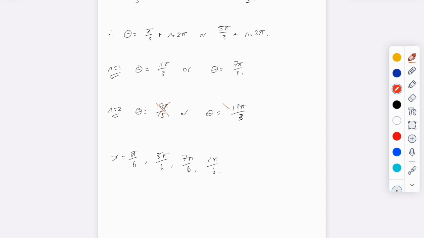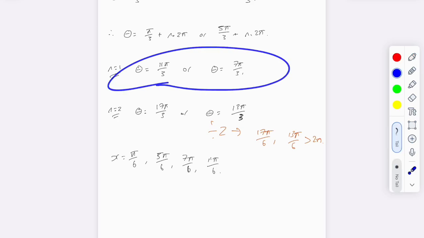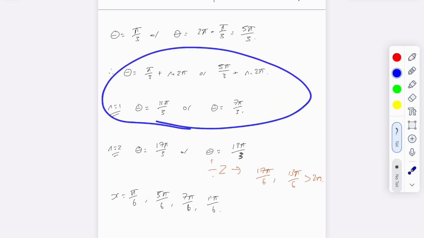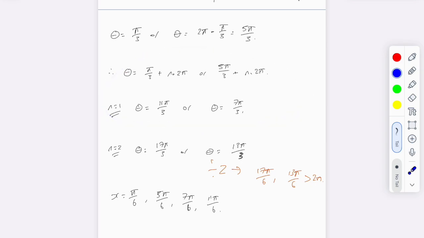These don't count because they're bigger than 2 pi, so obviously they're going to be out of the range. Sorry, I should rephrase. When you divide these by 2, 17 pi over 6 and 13 pi over 6 are bigger than 2 pi, so they don't count. Meanwhile, these sets, when divided by 2, are within the range. So hence our answers here.